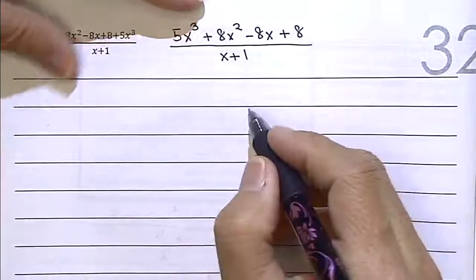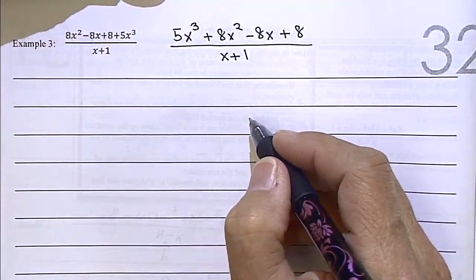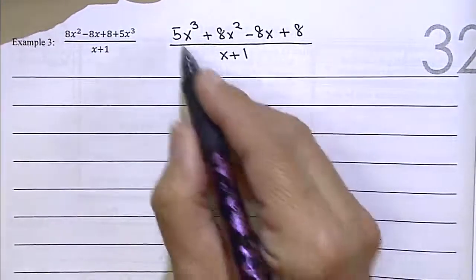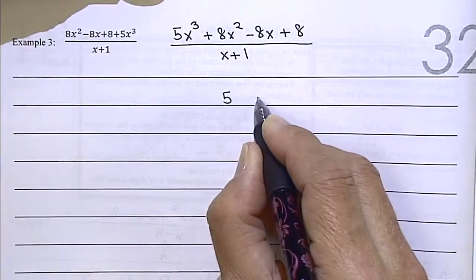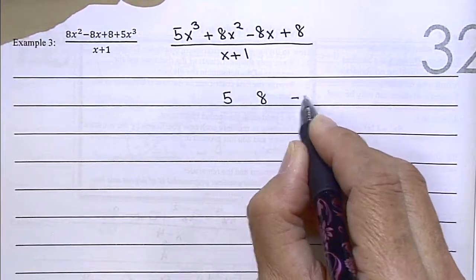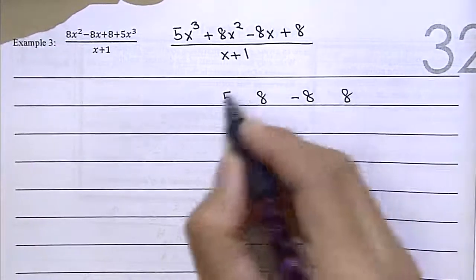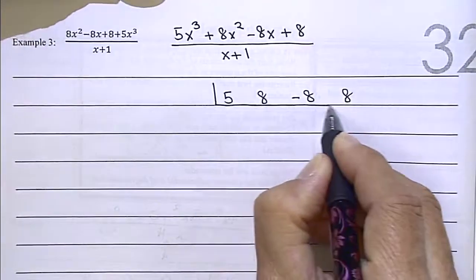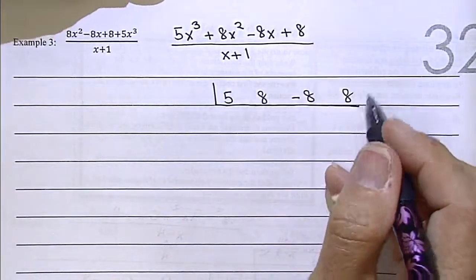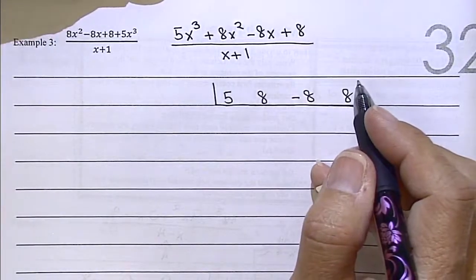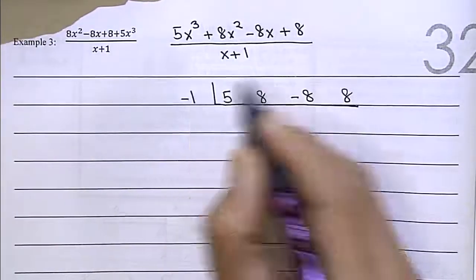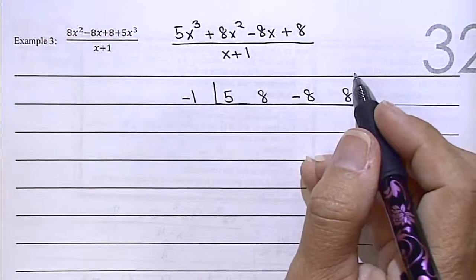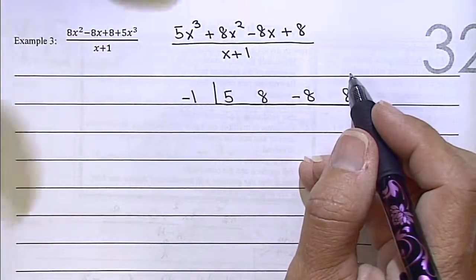Now, synthetic first this time, okay? I'm going to write the numbers down. Here's 1, a 5, 8, negative 8, 8. And I am going to divide by what? Exactly. You guys with me? The opposite of that this time is a negative. Well, that complicates things a little bit. Every time I stick a negative in there, my life gets a little more complicated, right?